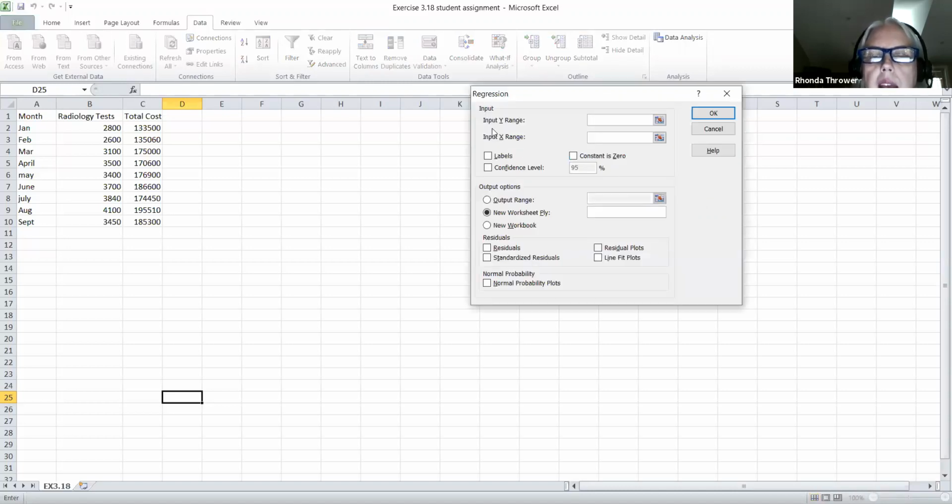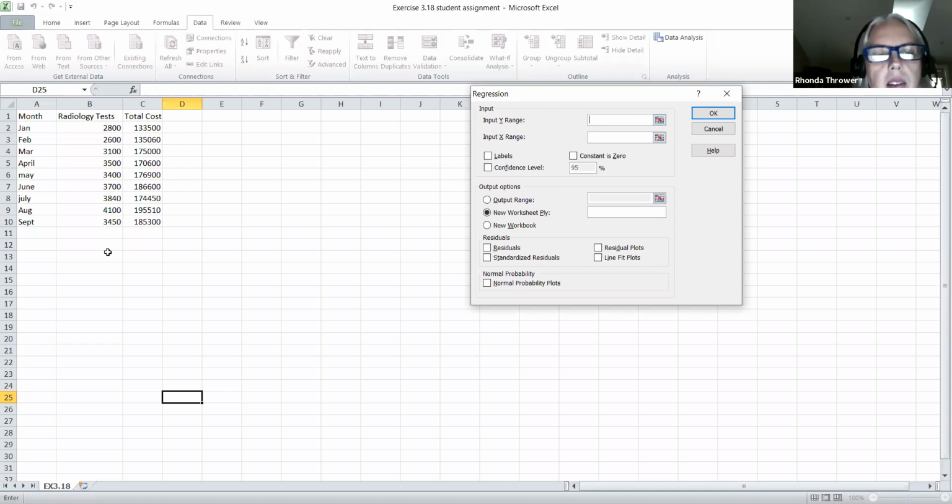What it's asking you for is to input some of the cells that we've got here. What I want you to know is that the Y range is always going to be your cost. So I'm going to highlight only my cost for the months of January through February, and I'm going to place that into the Y Range. That's the first box that they have right here. The X Range is for the number of radiology tests.